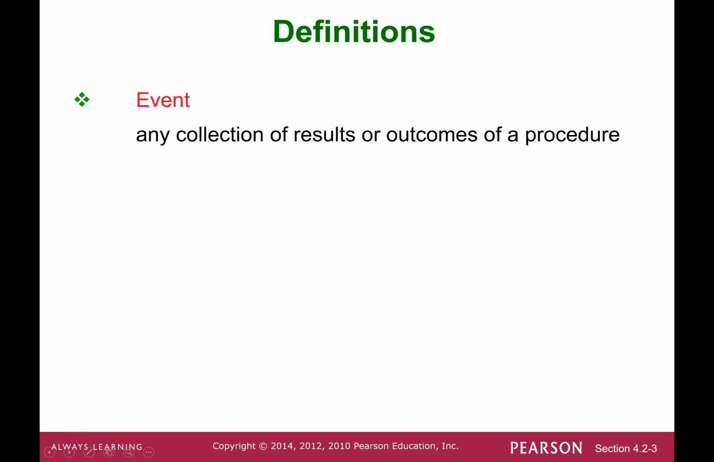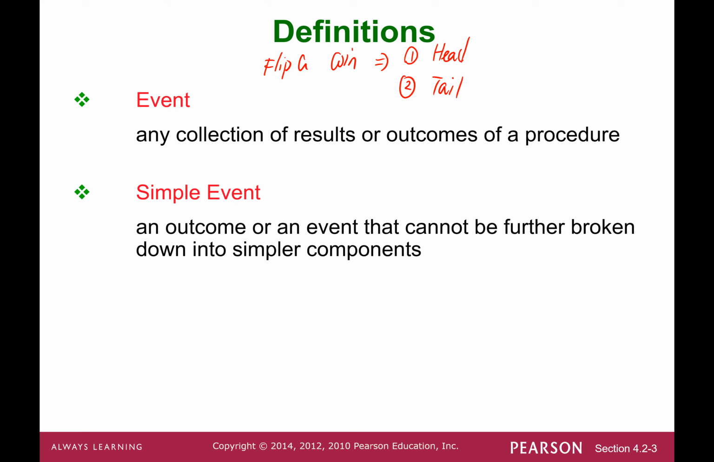So let's take a look at some basic definitions of probability. First of all, is the event. An event is any collection of results or outcomes of the procedure. For example, if you flip a coin, you basically have 2 outcomes. First outcome is getting a head. Second outcome is getting a tail. Then either one of these is an outcome of the procedure, or the collection of the results.